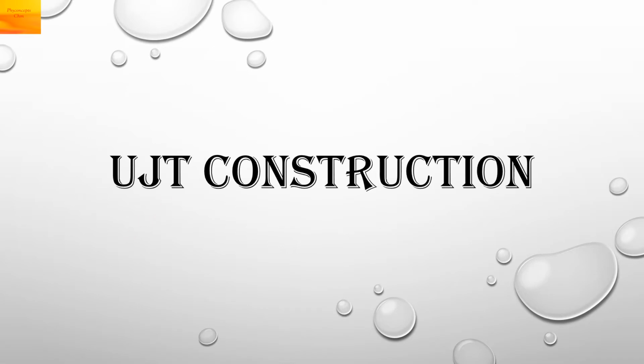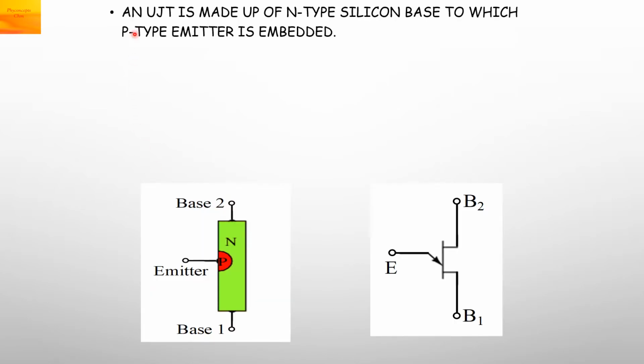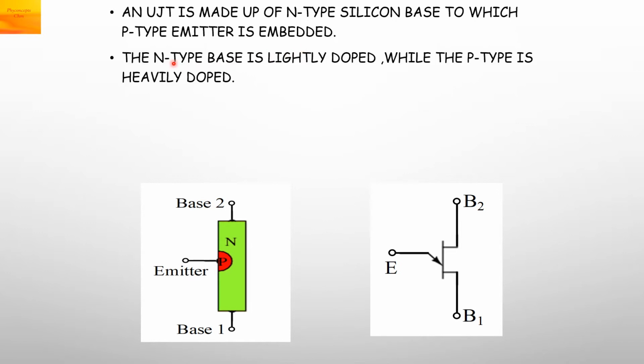We are going to see about UJT construction in this video. A UJT is made up of an N-type silicon base to which a P-type emitter is embedded. The N-type base is lightly doped while the P-type is heavily doped. So this is the N-type material, and to this the P region is diffused.